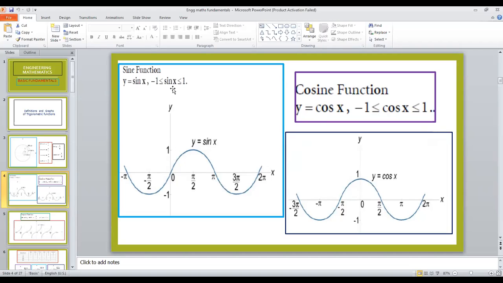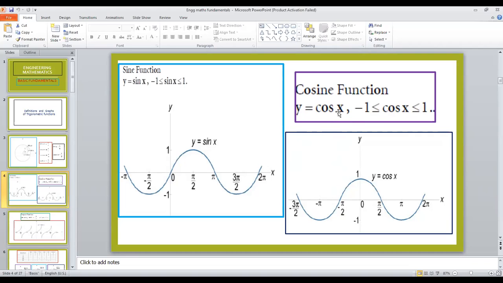Now, next signal is what? The cosine function. Yeah, cosine signal is there. Every function is a signal, you know. So in the cosine signal, cosine will run from -1 to +1. -1 to +1.